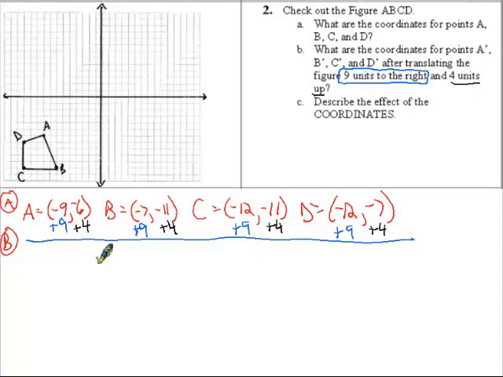And this actually does save time in comparison to trying to move like this right here over 9 places and then up 4. Kind of, it's time consuming because it doesn't actually ask me to graph it. So now let's find out what A prime, B prime, C prime, and D prime will be after this translation. Alright.